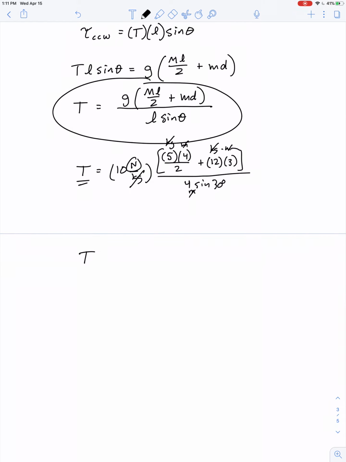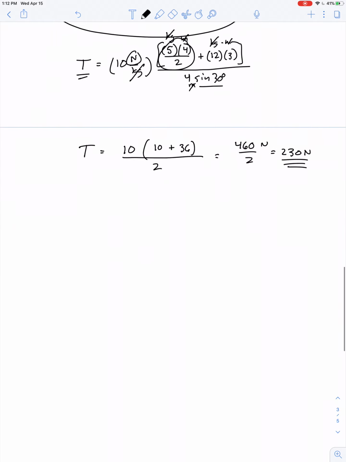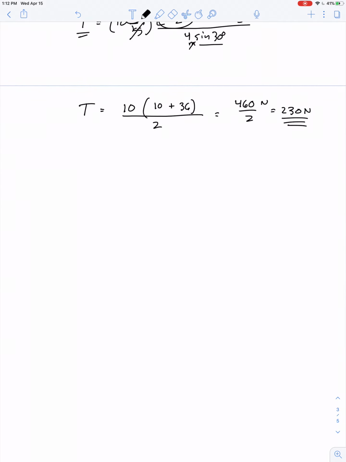Numerically, we find that this tension is equal to 10 times, let's see, this would be 20 divided by 2, so that would be 10. 12 times 3 is 36. Sine of 30 is 1/2, so we have 2 in the denominator. So it looks like we've got 460 newtons divided by 2 gives us 230 newtons. Okay. So we solved question number 1. What's the tension in the cable? It's 230 newtons. Question number 2, what's the reaction force at the hinge?